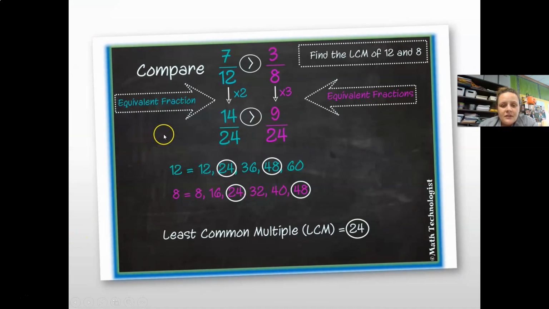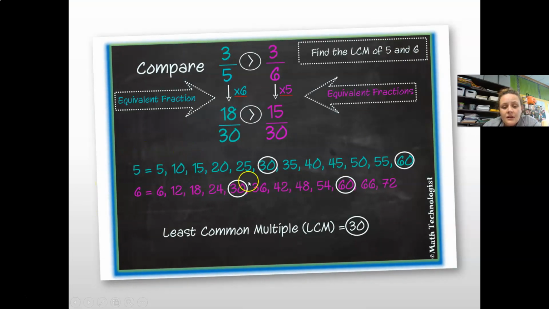Okay, let's take a look at this one here, 12ths and 8ths. If we list out the multiples, the smallest one they have in common is 24. So in order to get 24 for both of them, well, for 7/12, I know that if I multiply 12 times 2, that'll be 24. So I'll also multiply the 7 times 2, that's 14. So 7/12 is equivalent to 14/24. In order to get to 24 here, I need to multiply both numbers by 3. So 9/24.